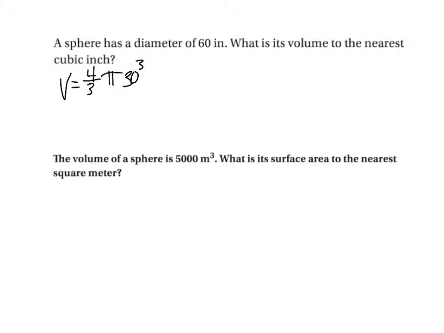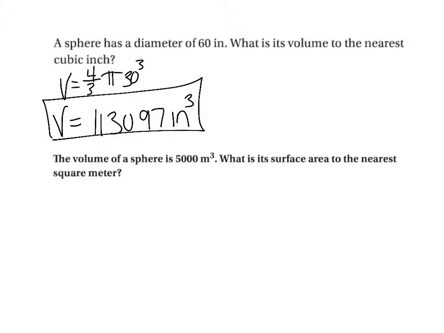All right, so I'm just going to type it all in, and I'm going to do 4/3, and multiply that by pi, multiply that by 30 to the 3rd power, and I end up with a volume of 113,097 is what it would round to the nearest cubic inch. Now we're doing volume. When you measure volume, it's in cubic inches rather than in square inches. Okay, now I do a basic one, and then I do a little fancier one.